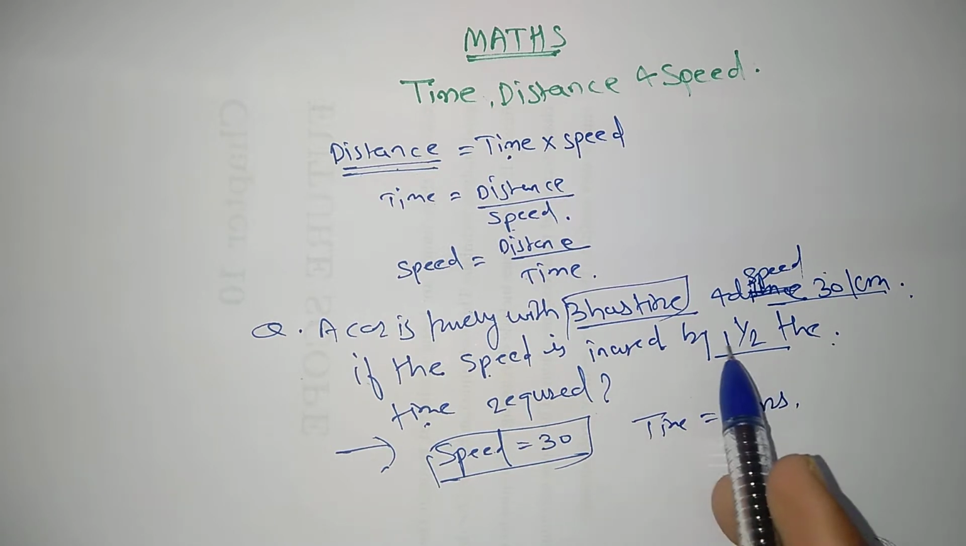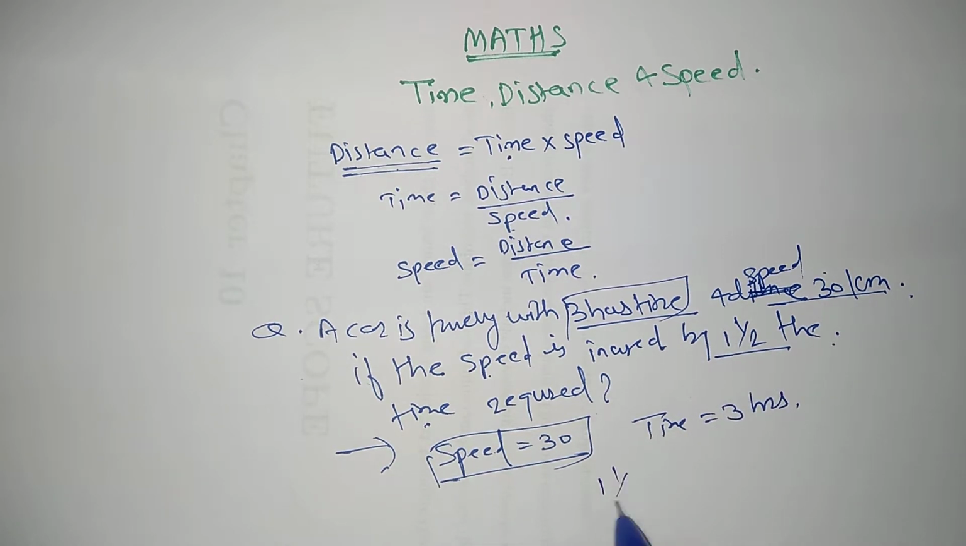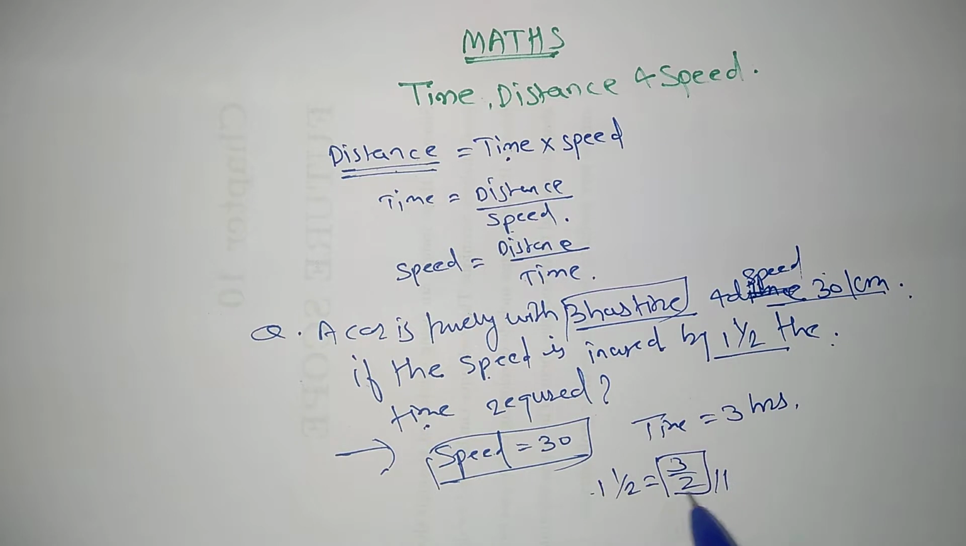That means if I calculate 1.5, it's 3 by 2. It's 1.5, that means 3 by 2. So I will calculate the different aspects and try to find out the time required, in a simpler manner with easier steps. What is speed increase? 3 by 2. Because the speed increases, the time changes in the opposite manner.